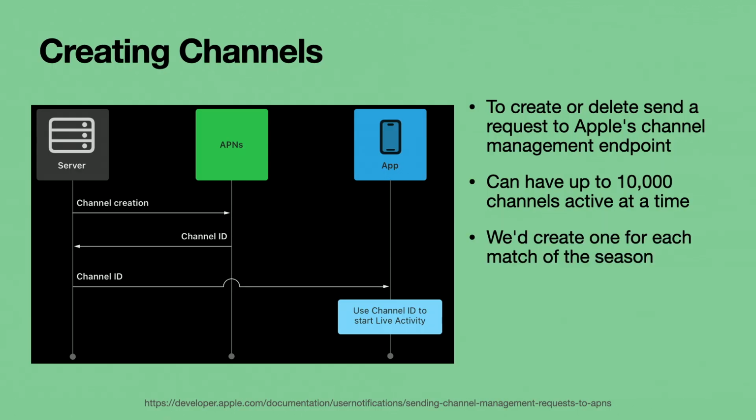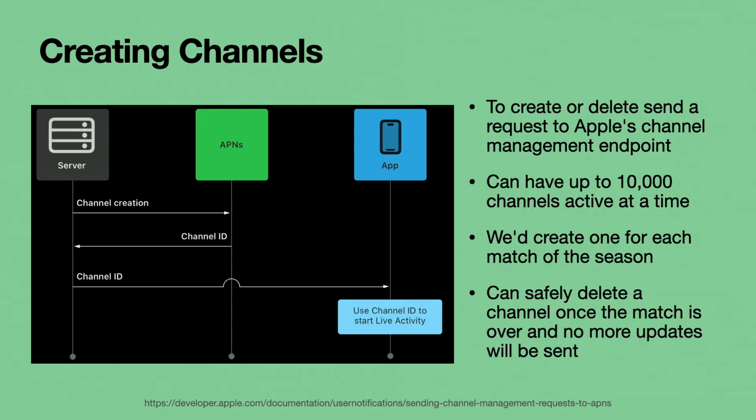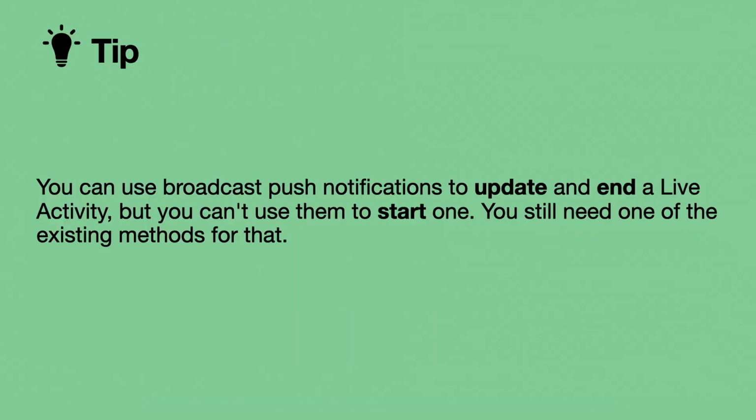And so in our case, we create one for each match of the season. And then once the match is over and we're confident there's no more updates, we can safely delete that channel, or make a request to Apple service to delete that channel. And then that frees up our limit for later use. Now, interestingly, you can use broadcast push notifications to update and end live activities, but you can't use them to start live activities. And so you need to do one of the existing methods that we've already looked at for that. It's actually probably a good candidate for the schedule start that you can do in the app, because then you can kind of skip the whole needing to start via a server and sending all those unique requests.